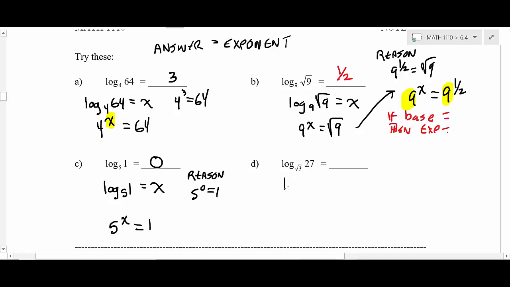And again, I would start with this one exactly the same way. I would write this as log base square root of 3, 27 equals x. Okay, and then we're going to work this one out a lot like we worked out b, but this one has a little bit more work involved. So you've got to write this as square root of 3 to the x power is equal to 27.